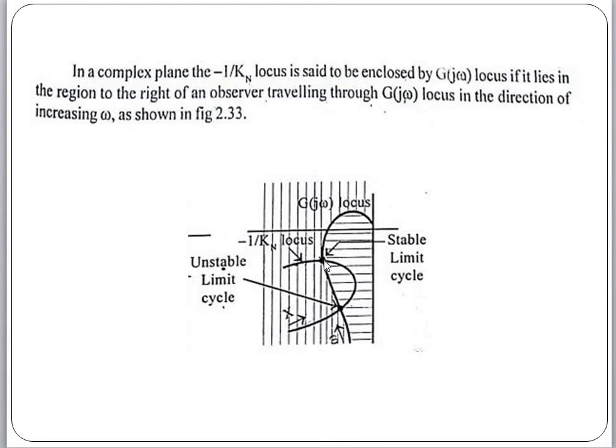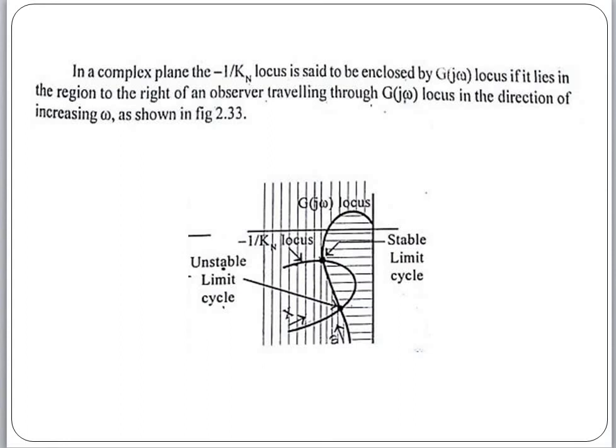Now you can look here. At this point, the locus enters from the unstable region to the stable region. You can see that it is travelling from the unstable region to the stable region. The minus 1 by kn of x locus at this point is travelling from the unstable region to the stable region. Hence this limit cycle is a stable limit cycle.